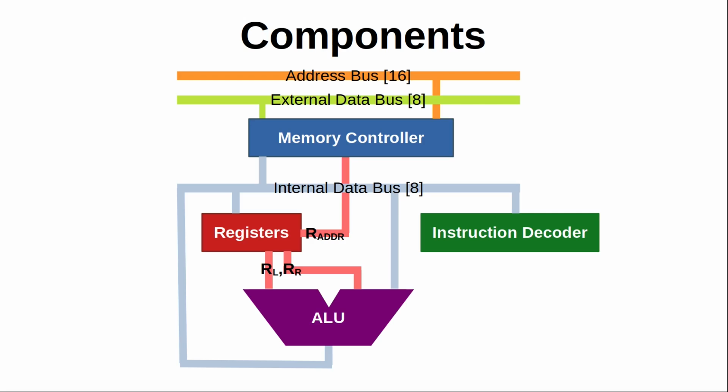And then the output of the ALU, once it does its operation, gets fed back onto the data bus, and that's where it can be written back to a register or written back out to memory, or whatever it's going to do. And then also the instruction decoder will then determine what it's going to do next.